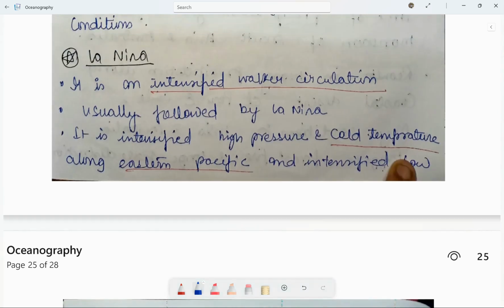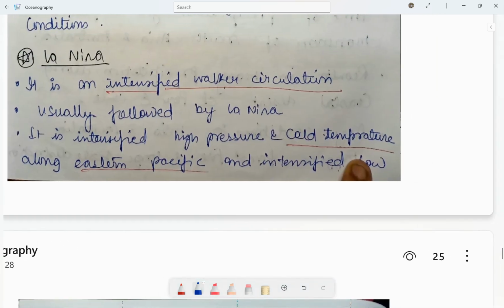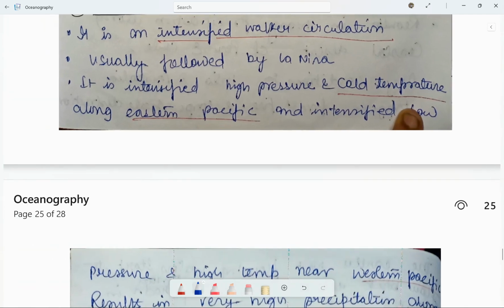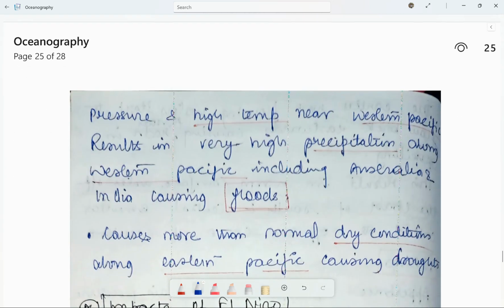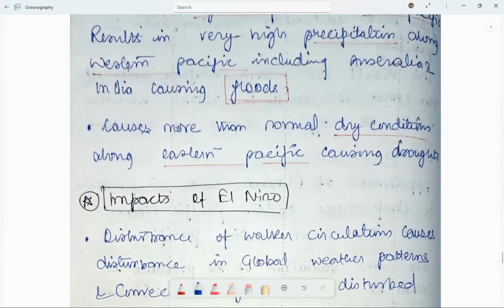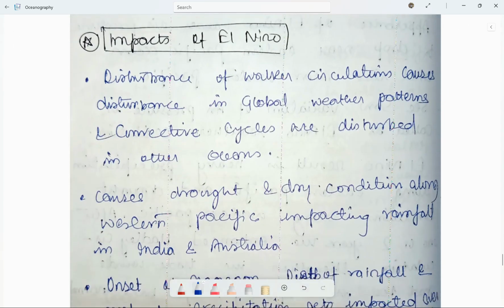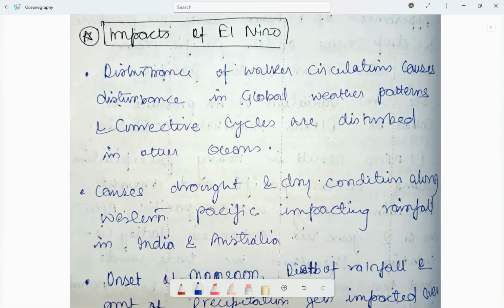बट ला नीनो में इंटेंसिफाइड वॉकर हो जाएगा। La Nina में it is intensified, higher pressure and cold temperature along the eastern Pacific and very low temperature and high pressure in the western Pacific, which causes severe drought and western Pacific में बहुत ज़्यादा rainfall होता है which leads to floods and dry conditions in the eastern Pacific। इम्पैक्ट्स क्या है एल नीनो के?